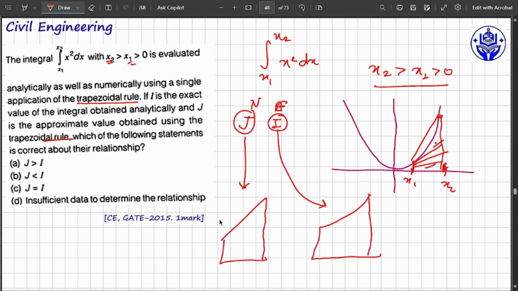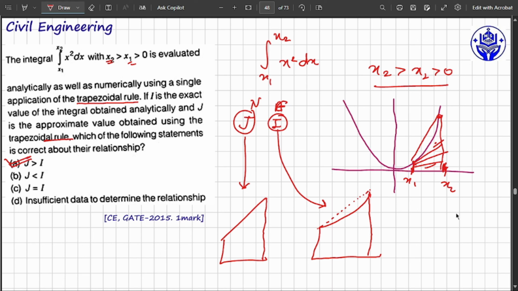So which one is greater? This is the remaining part which is also captured in the numerical method. So which value will be larger? Obviously, A will be the correct answer. So this is the simple concept of this.